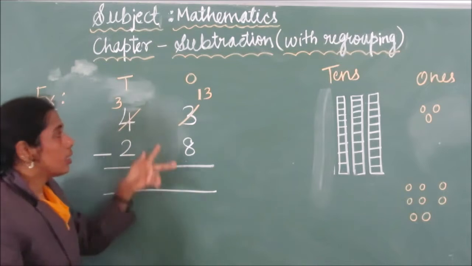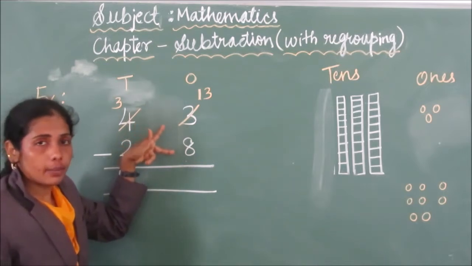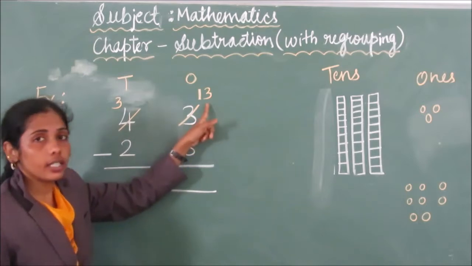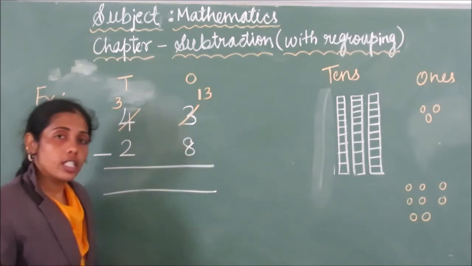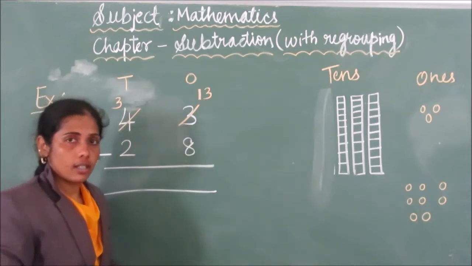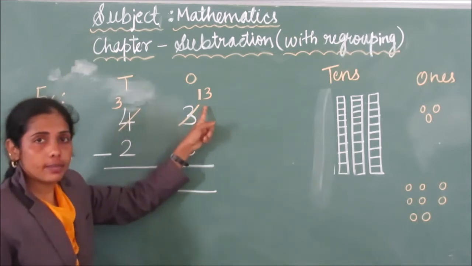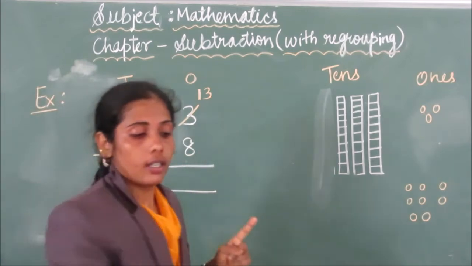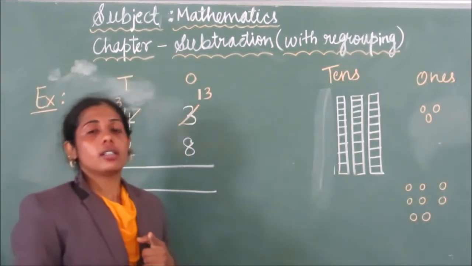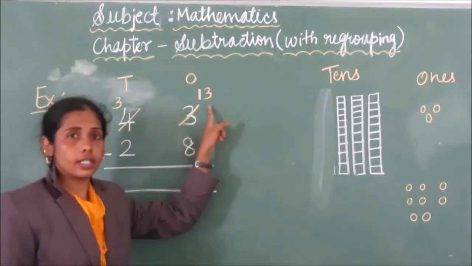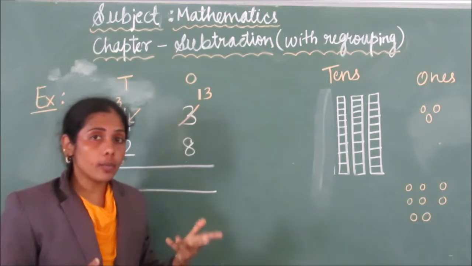Now check whether the numbers are big or small. See, 8 is smaller than 13. 13 is the bigger number. Now, is it possible to subtract 8 from 13? Yes, because 13 is a bigger number than 8. Always keep it in your mind: which is the bigger number here? 13 is the bigger number.